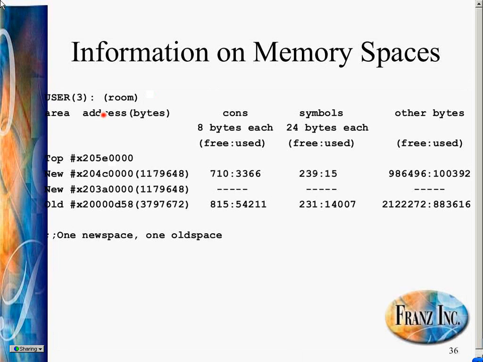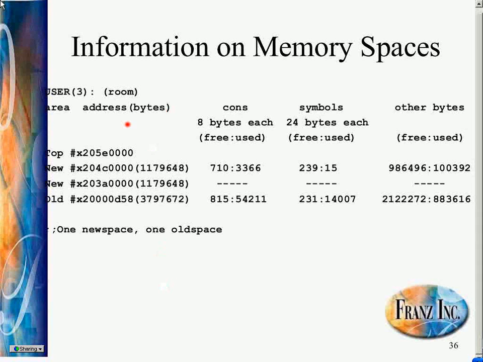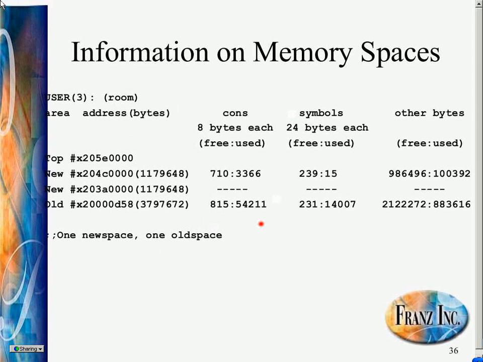You can look at the arrangement of the heap by calling the function room. That's a standard Common Lisp function, but the output is specific to every implementation, and this is the simplest form of room. This is roughly what it looks like in Allegro CL. We keep tweaking it. This example is from an older version, but it still basically looks the same.